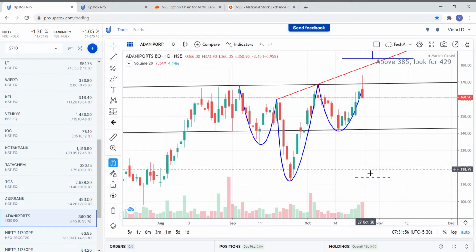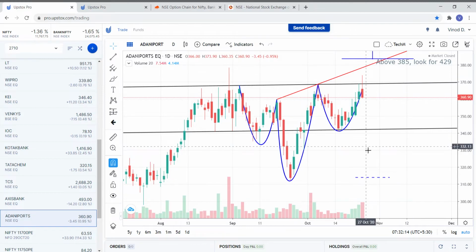Now again, here is a catch: if, because of any event or any positive news in the market, the market makes a reversal while we are falling here, then this can again shoot up.